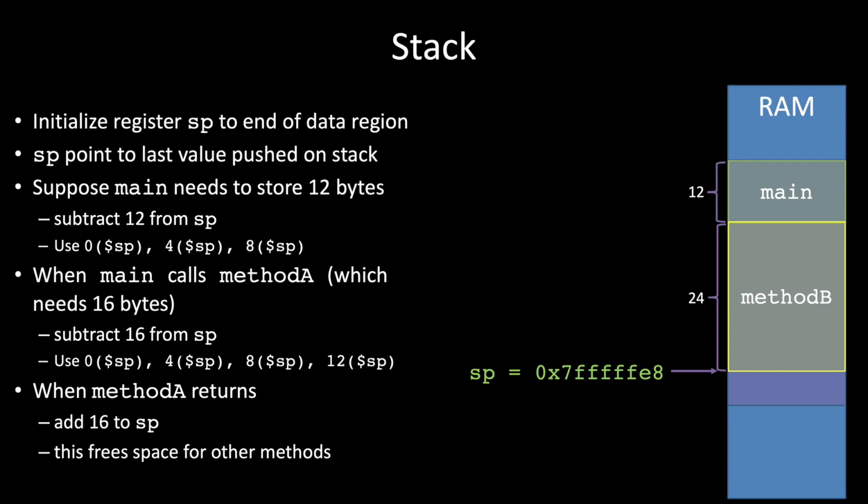So this is how we can efficiently store all of that local data on the stack without leaving holes for methods that aren't running. And notice how it also provides an easy way to find the data we need without having to create a whole bunch of labels. So let's see how to apply this technique to our running example.